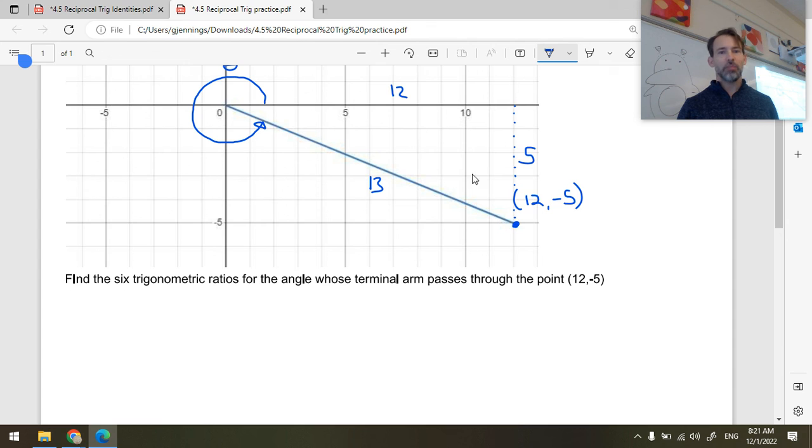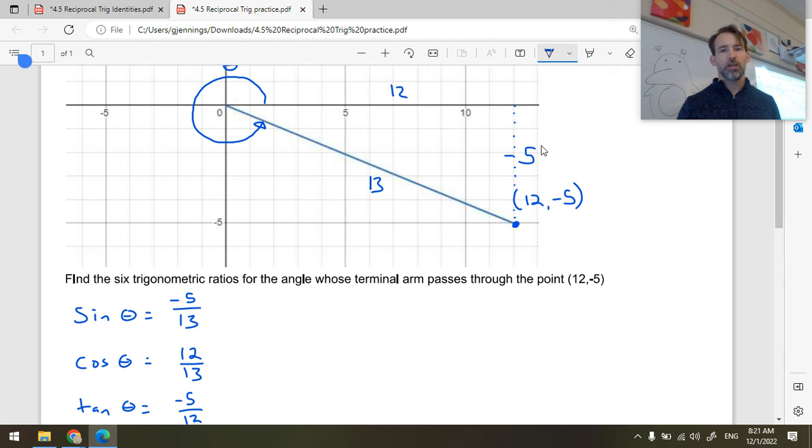All right, so now we've got the hypotenuse, the opposite, and the adjacent. But it's useful to think of this as -5, that y value there. And so then we can write, sine of theta is going to be equal to -5 over 13. Cosine theta is going to be equal to +12 over 13. And tan theta is equal to -5 over +12. So we just use our opposites and our adjacents and our hypotenuses and put them in the right place according to SOHCAHTOA.